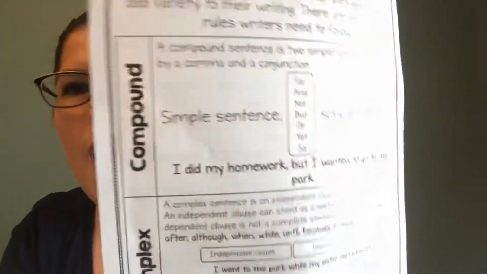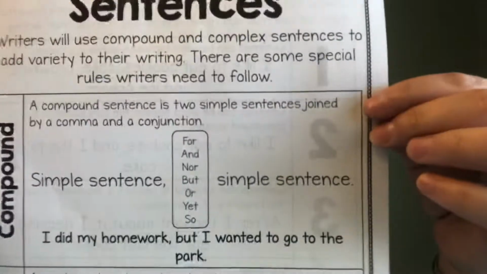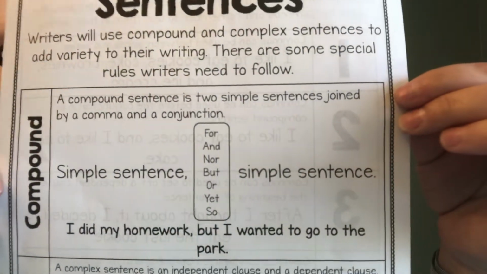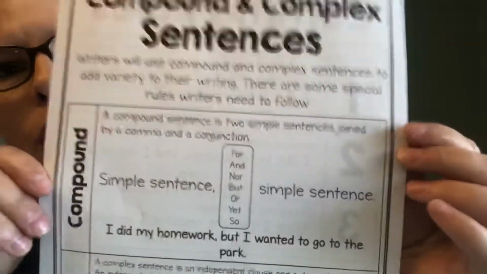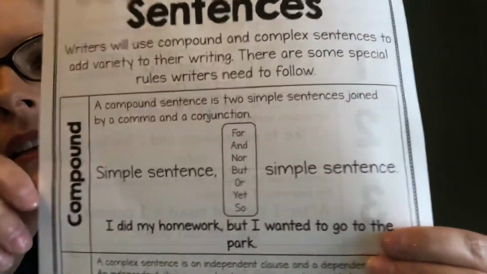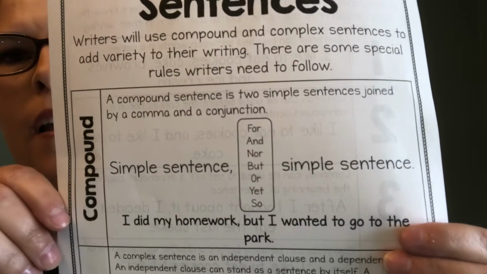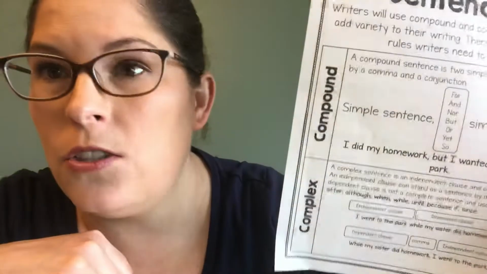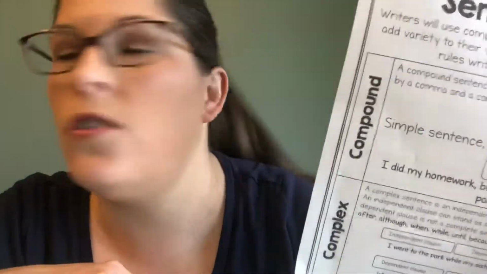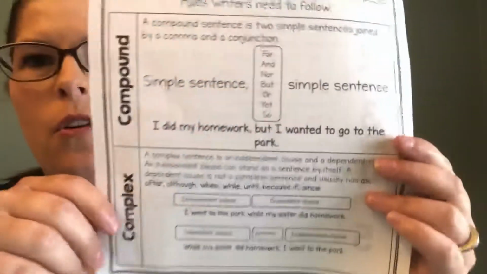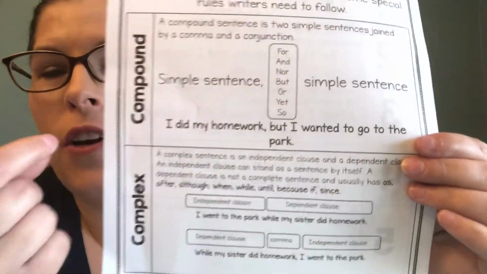But what is a compound sentence? And I'm reading this backwards, so I'm gonna move to this side. A compound sentence is 2 simple sentences joined by a comma and a conjunction. Conjunction, junction, what's your function? Don't forget, we're joining. They're connecting words.